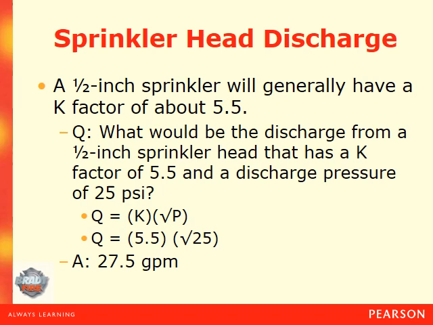So a half-inch sprinkler will generally have a K factor of about 5.5, and that is a constant. You will be given that. So what would be the discharge from a half-inch sprinkler head that has a K factor of 5.5 and a discharge pressure of 25? So 5.5 times the square root of 25 equals 27.5 gallons per minute.